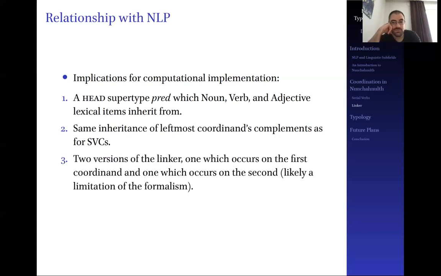And I had to have two versions of the linker, because it turns out that the linker can occur either on the first coordinate or on the second. This is another thing that I did not discover until I had to actually implement this. And I suspect this is a limitation of the formalism. It seems strange to me to say that there are two coordinators, which are exactly the same, except one occurs on the first coordinate and one occurs on the second. But that's what I had to do to make this work. And finally, I had to have some method for handling second positional affixes, which I won't go into in any detail.